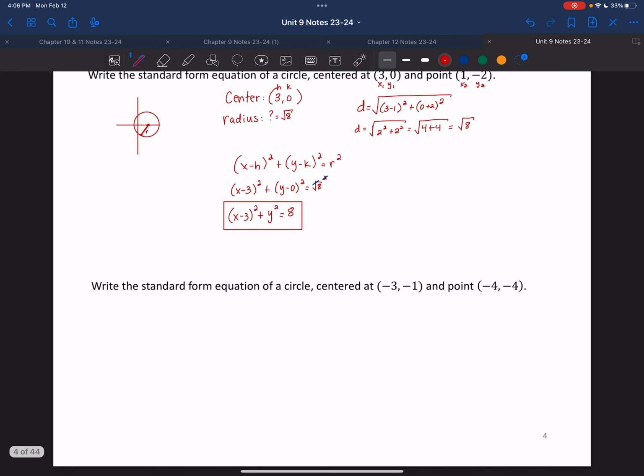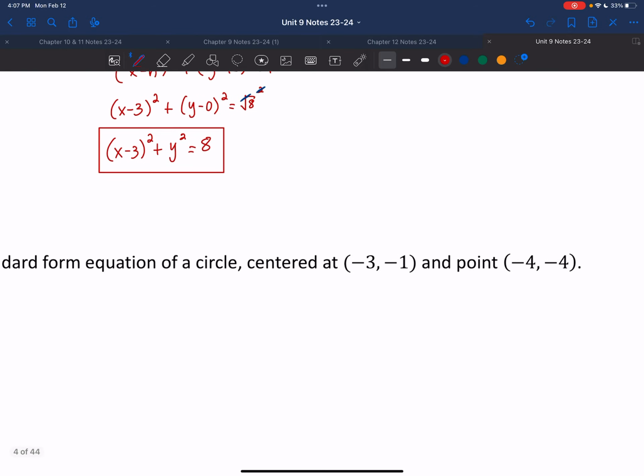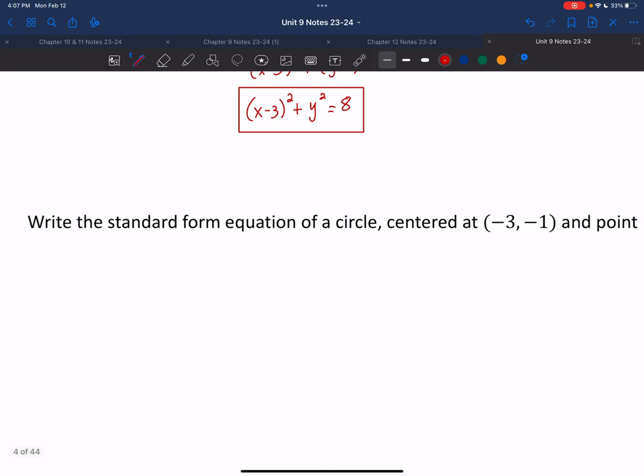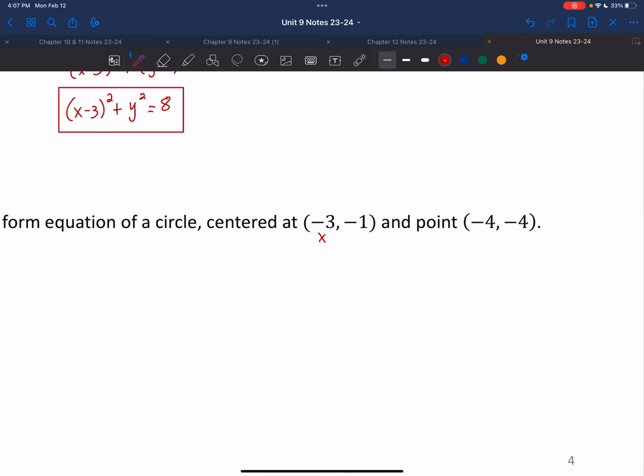This one says, write the standard form equation of a circle centered at (-3, -1) and point (-4, -4). So this is the same thing again. I've got to find my radius. I know my center is at (-3, -1), but my radius, I don't know yet. So I'm going to use the distance formula to help me find it: x1, y1, x2, y2.